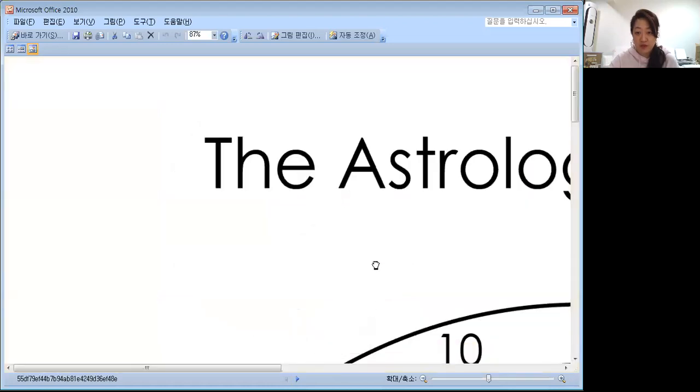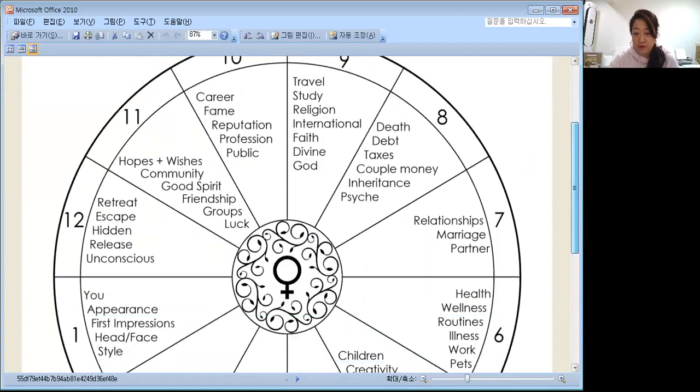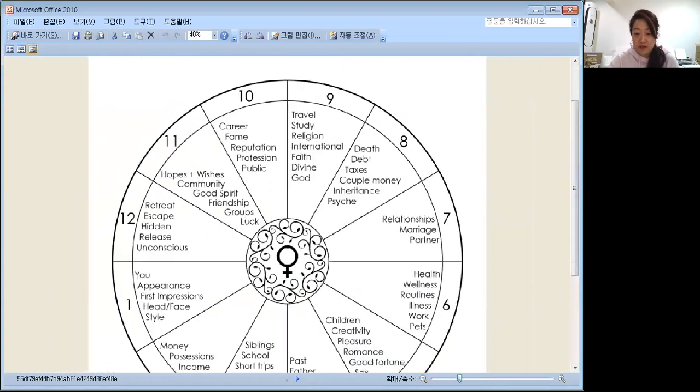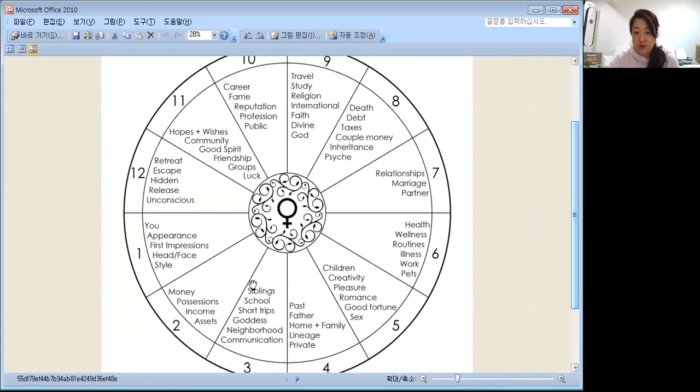Let me just double check. I just got a whole different graphic so that I can cover. This is another really nice cheat sheet that gives you a good indication of what all the houses mean. I think this might be the best one here. Very easy to see.